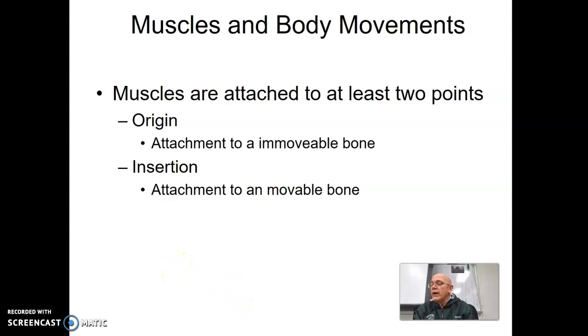All right, now origin and insertion. Anytime you have a muscle, you have two parts. The origin is where it is attached to an immovable bone. Now it depends on what the muscle is. For example, your biceps. Your biceps, the main job is to contract and pull your hand up like this.